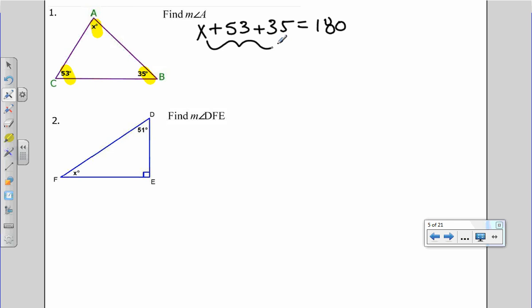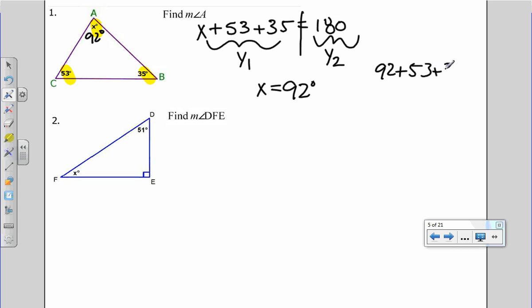So I can plug this side of my equal sign into y1, and I can plug the right side into y2, and I can do second trace intersect, or I can use the table to figure out what x is. If you like to do math in your head or in the calculator, just do 180 subtract these two angles. Either way, you're going to find out that angle x is, I'll pause, you should find out that it is 92 degrees. And so we can do a quick check. 92 plus 53 plus 35 equals 180. Check.